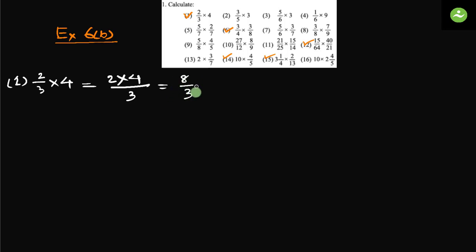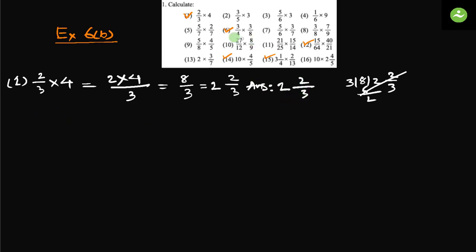So this is an improper fraction. 8 is larger. So we have to convert it to a proper fraction or mixed fraction. How do we do it? 3 divides 8. 3 into 2 is 6, remainder 2. So 2 and 2/3. Answer: 2 and 2/3.